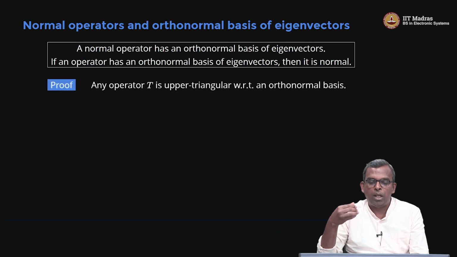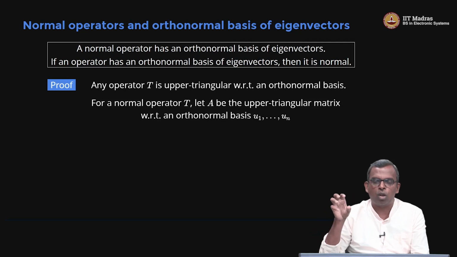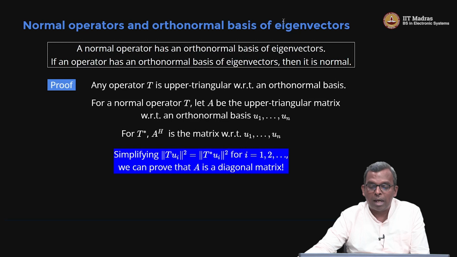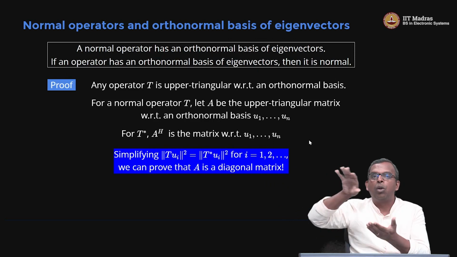Any operator T is upper triangular with respect to an orthonormal basis. We know that. Let's say you have a normal operator T, and let A be the upper triangular matrix which represents T with respect to an orthonormal basis u1 to un. I'm going to skip through this proof, not do it in full detail. If A is the matrix for T, A Hermitian is the matrix for T star with respect to the same basis. Now you start equating, in this upper triangular matrix A, the norm of T ui squared and the norm of T star ui squared. Remember, if A is upper triangular, A Hermitian becomes lower triangular.